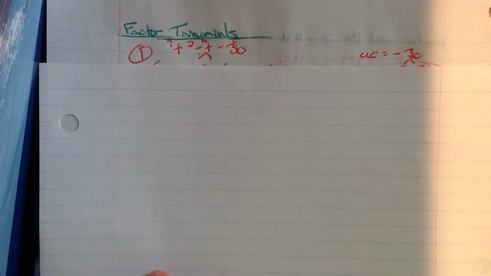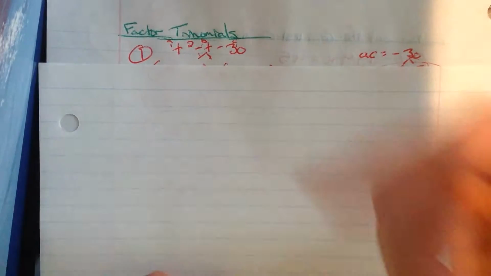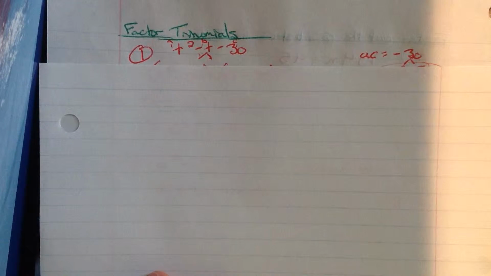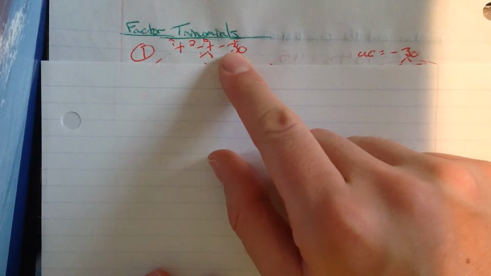Factoring trinomials. So we learned how to FOIL, which is actually taking something in parentheses and making it come out in this form. So t squared minus t minus 30 is an example. Factoring is actually kind of the opposite effect. We're wanting to get it into those parentheses. So the idea is, this is your a term of 1, b term of -1, c term of -30.